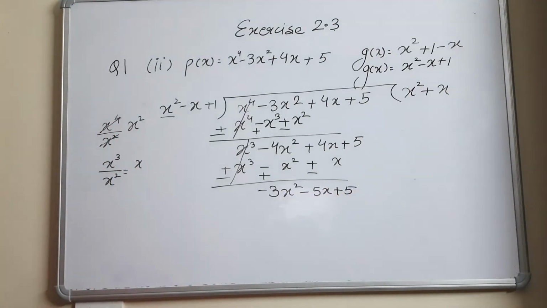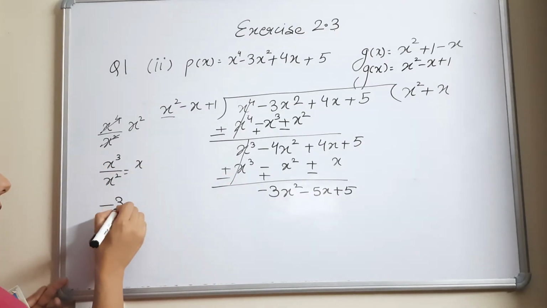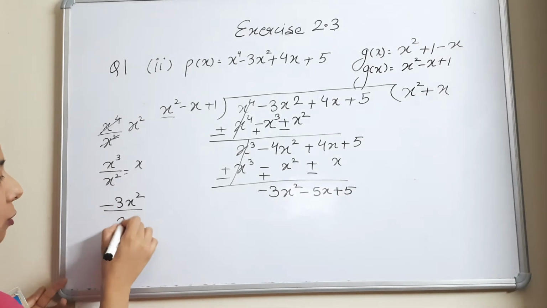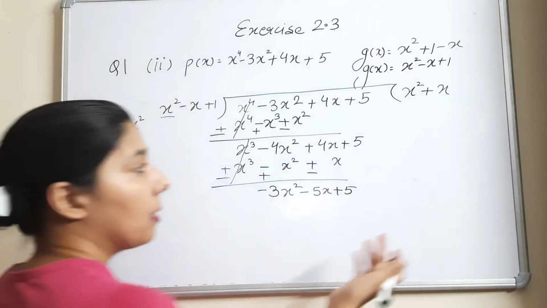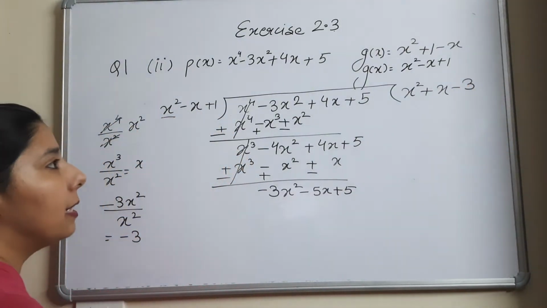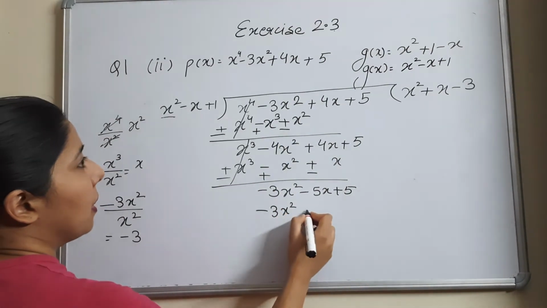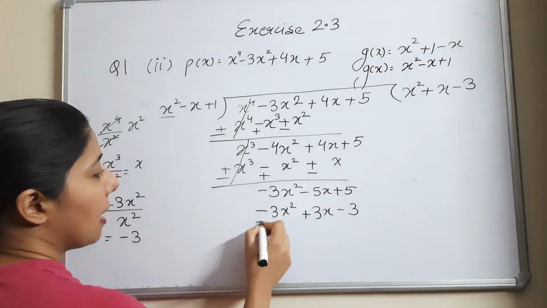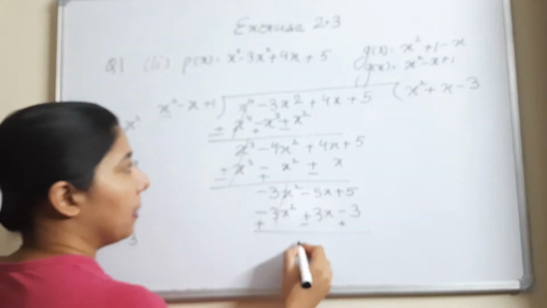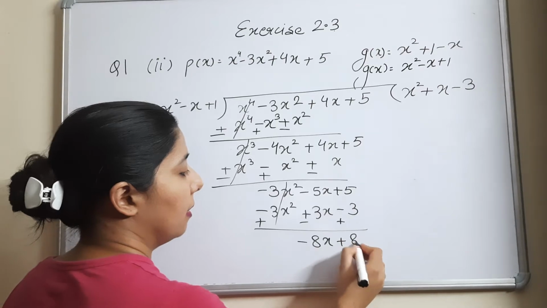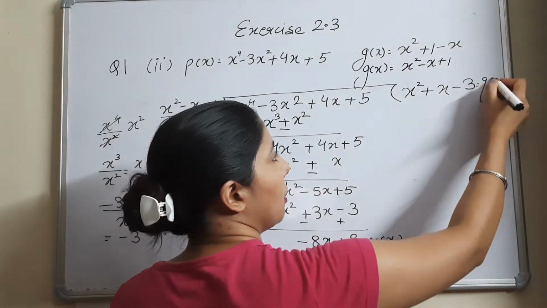Okay. Now for calculating the next term, we will take this and this. So we will write minus 3x² in the numerator and x² in the denominator, and what we get is minus 3. So your next term will be minus 3. So multiply minus 3 by this. You get minus 3x² plus 3x minus 3. Now change the signs. Now do the calculation, simple addition. You will get minus 8x plus 8. So this is your remainder R(x) and this is your quotient Q(x).